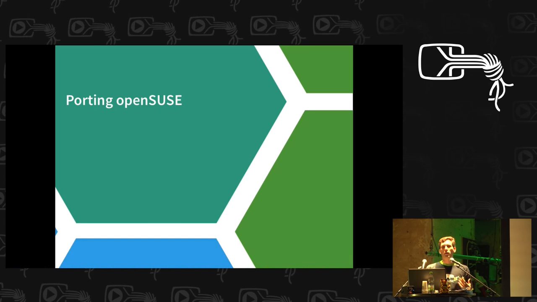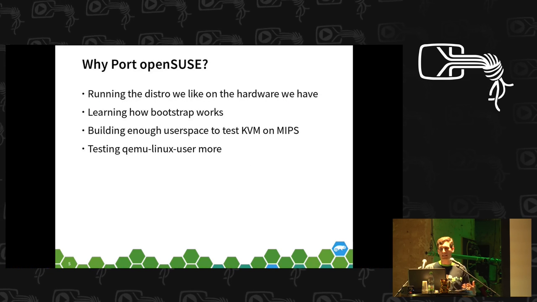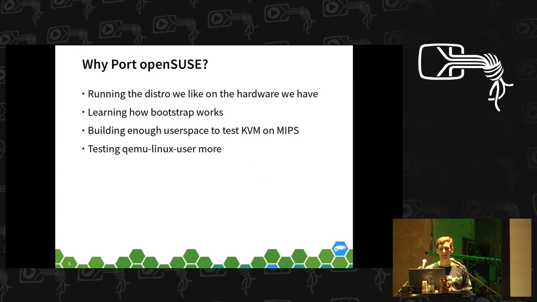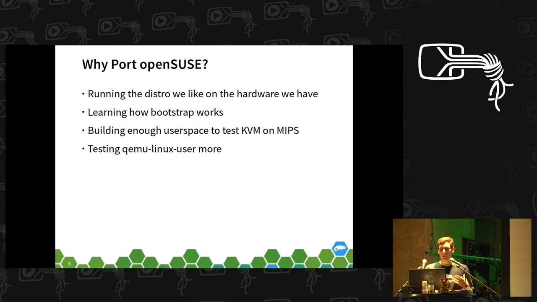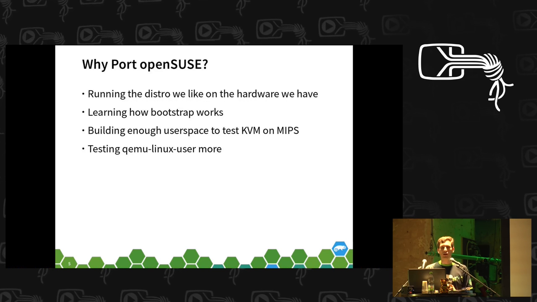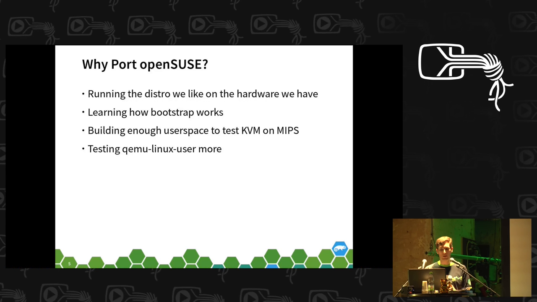So first of all, a thought. Why would anyone want to port openSUSE to a new architecture when it's working on, say, an Intel notebook, already on ARM servers and boards of all kinds? Well, many of us really like openSUSE, or at least are used to openSUSE and would like to run the same environment on the various hardware that we have access to.